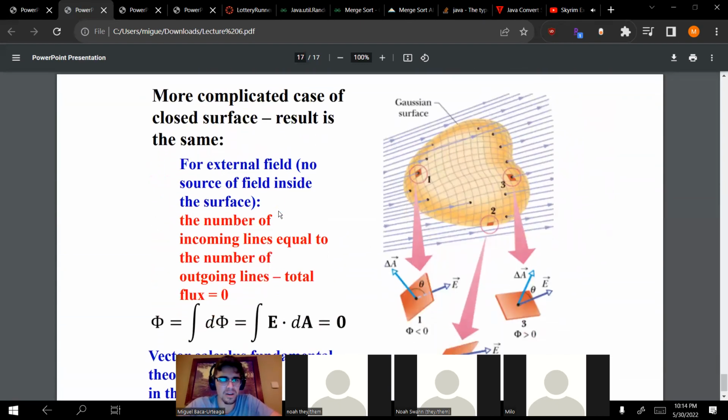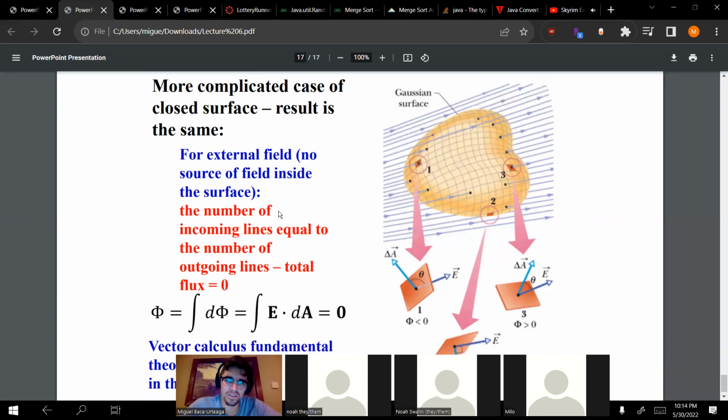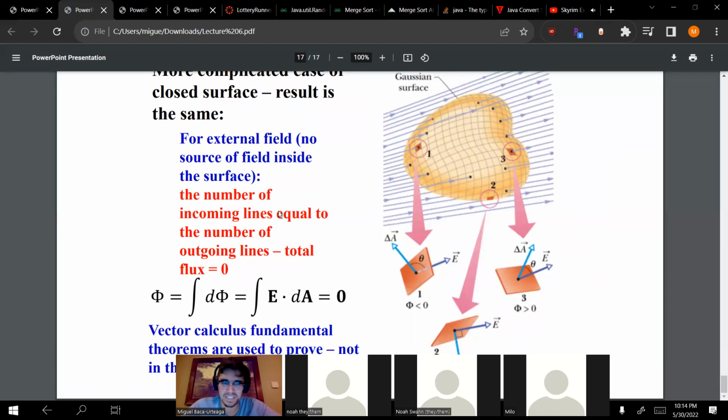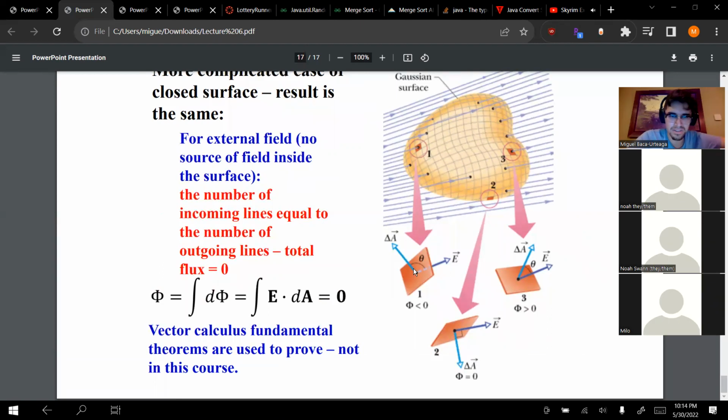It seems like a more complicated case of a closed surface results in the same. For the external field, with no source of field inside the surface, the number of incoming lines equals the number of outgoing lines. And that makes sense, because if the charge is coming from inside of the object, then the number of outgoing lines is not the same as the number of ingoing lines. The vector calculus fundamental theorems are used to prove this, not in this course. They're gatekeeping information from us.